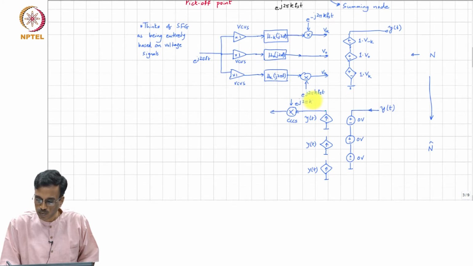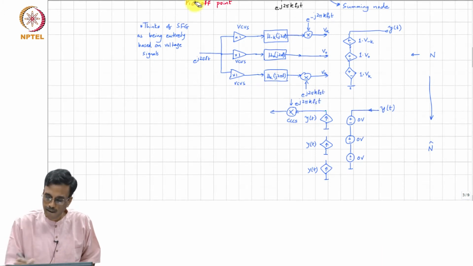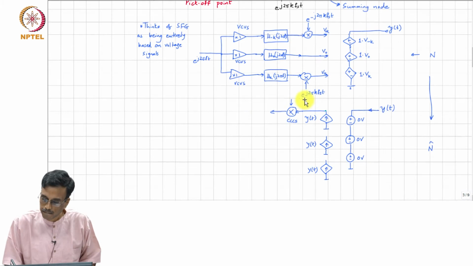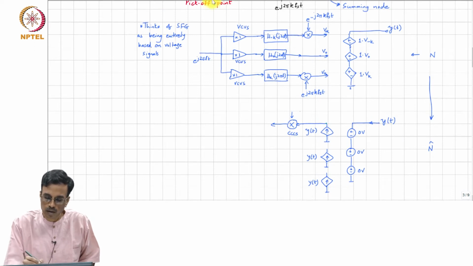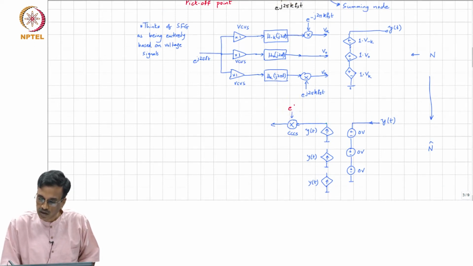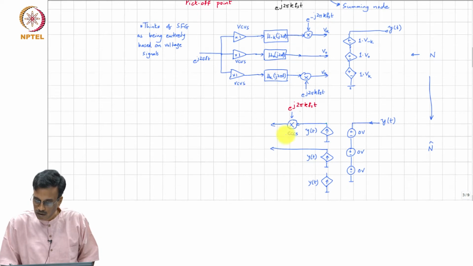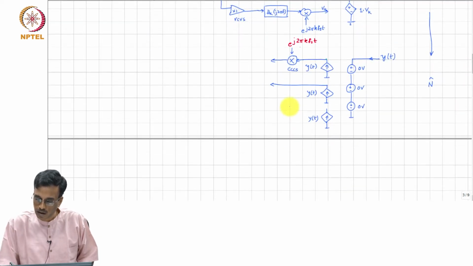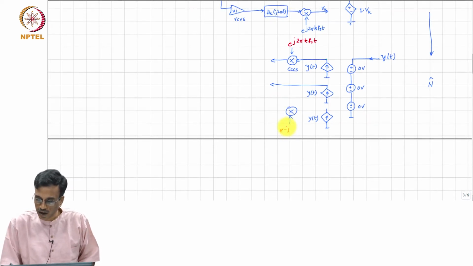So, this is e to the j 2 pi k Fs times t. Let me lower this a little bit. So, this is going to be e to the plus j 2 pi k Fs times t, and so on. And here you will have e to the minus j 2 pi k Fs times t.